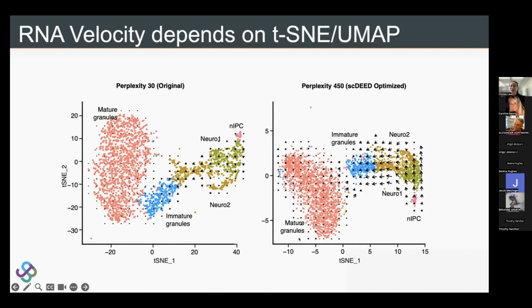But I also want to point out these mature granules, which are fully differentiated, and so we might not expect to see any velocities there because they're kind of done. And we don't see an exaggeration of velocities here. So in the scDEED optimized visualization, we do see an exaggeration of trajectories that we should see, but we're not seeing exaggeration of trajectories everywhere, like these mature granules. We don't see exaggeration there, and we don't expect to.